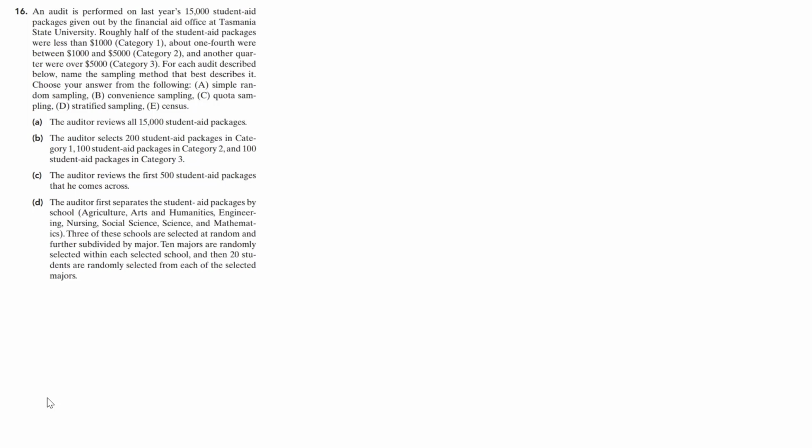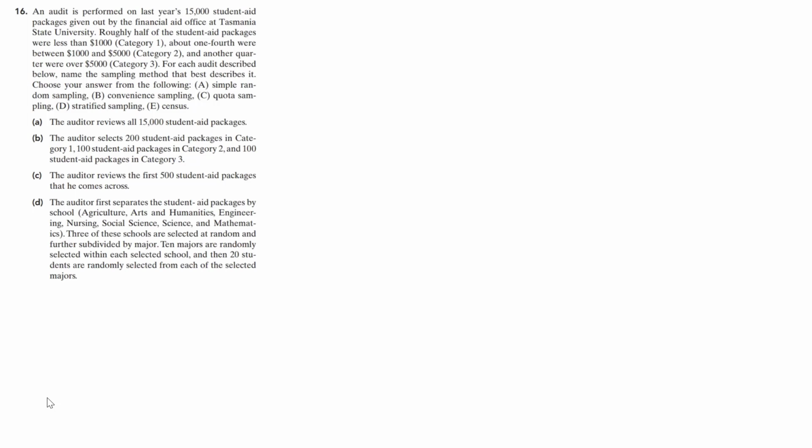Name the sampling method that best describes it. Choose your answer from the following. A, simple random sampling. B, convenience sampling. It's just easy, there's no reason behind it. It was convenient. Student aid packages just come across. C, quota sampling. And D, the auditor first separates the student aid packages by school, agriculture, census.